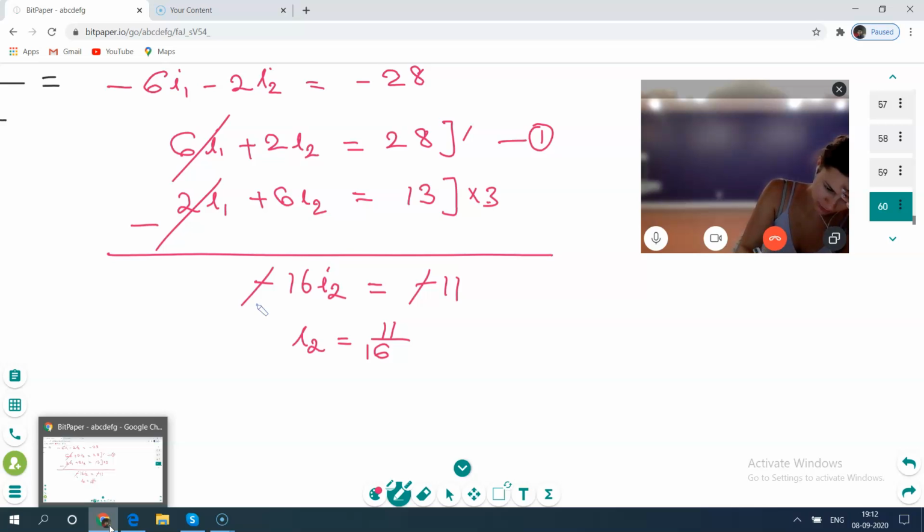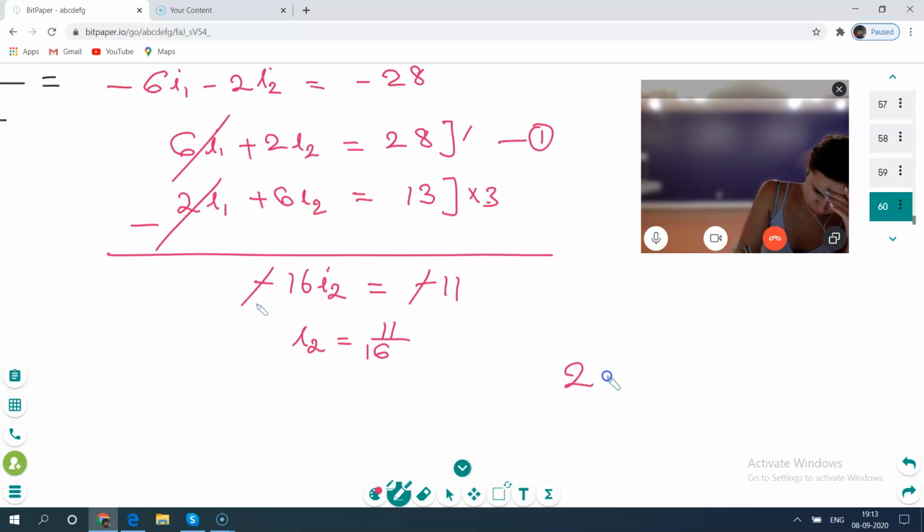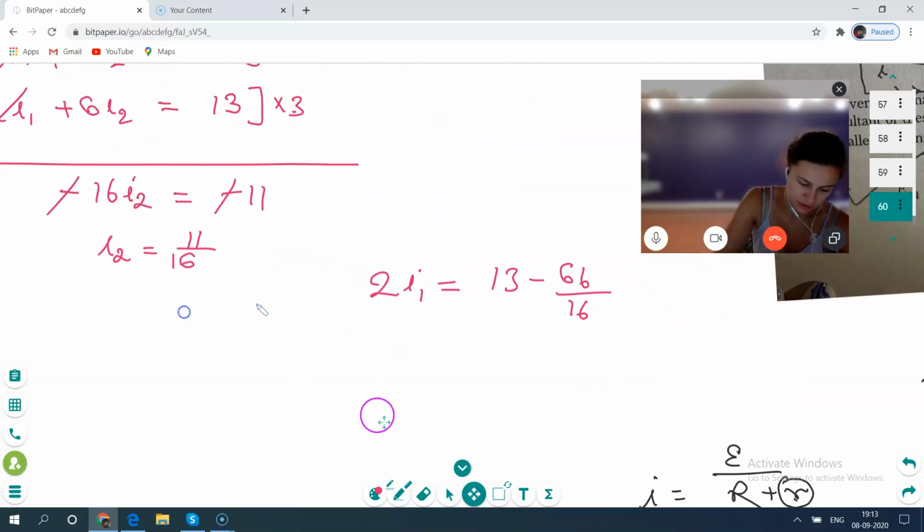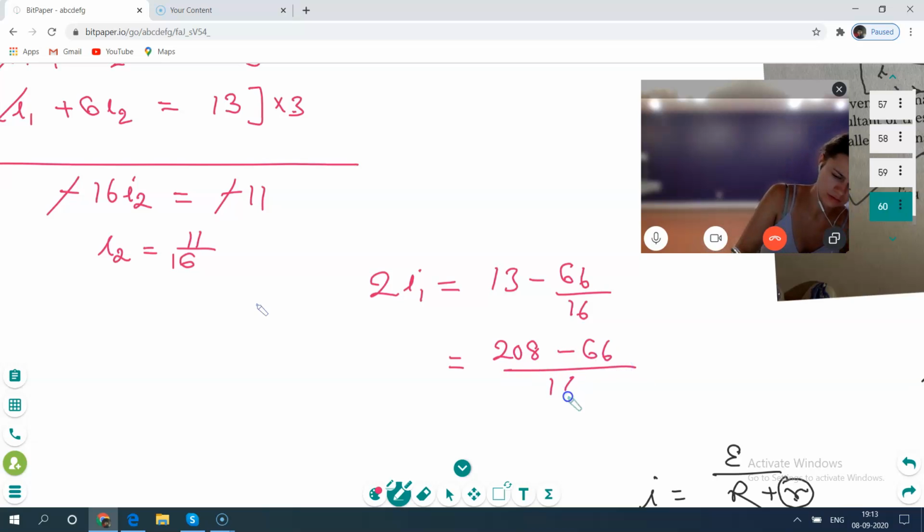2 I1 is equal to 13 minus 66 divided on 16. 208 minus 66 is 142. 2 I1 is equal to 142 divided on 16.